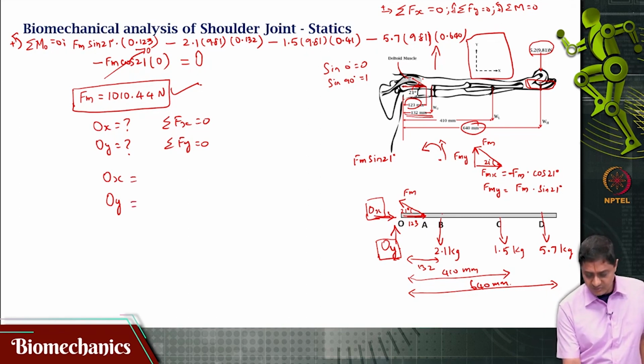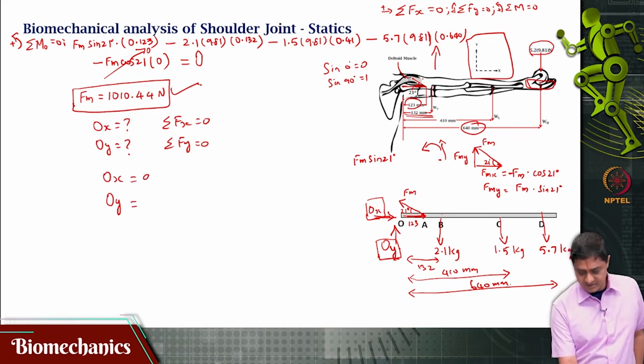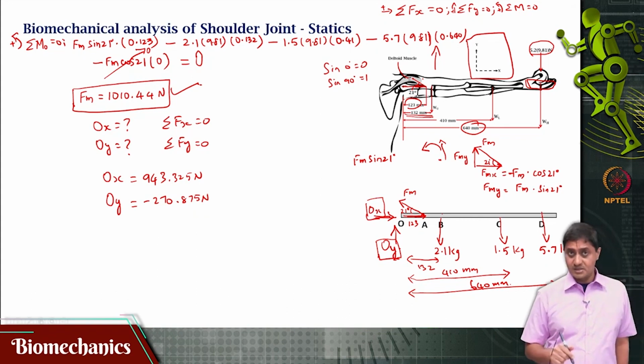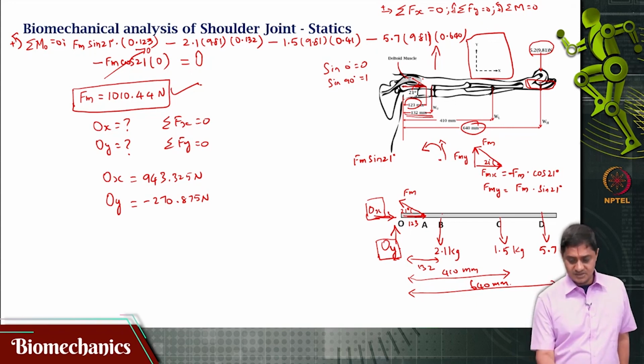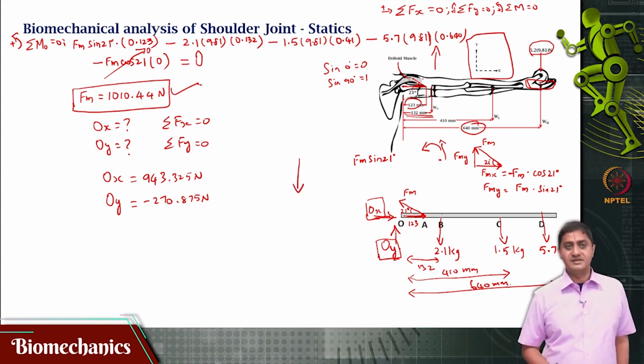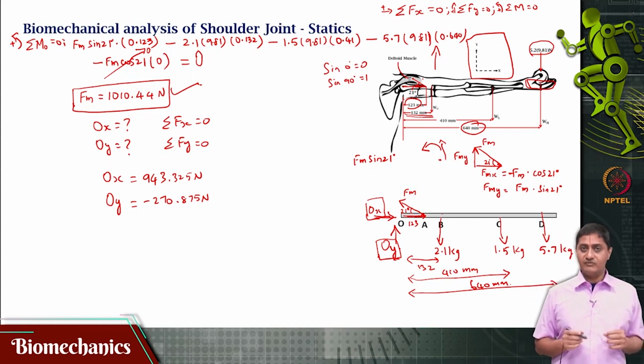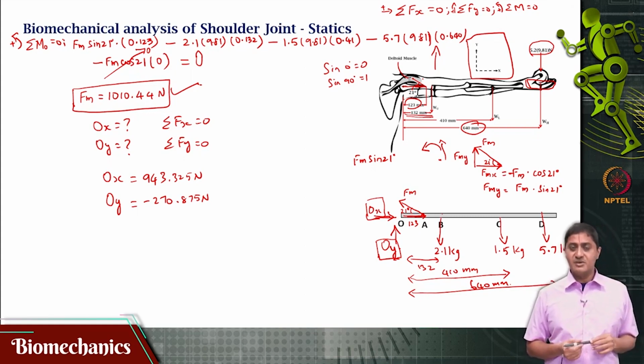After that, you will find Ox and Oy to be respectively 943.325 newtons and minus 270.875 newtons. That means Oy is negative in the given y direction, so it is acting downward like that. Okay, something to remember. So, please do take a few minutes to solve for these reaction forces using sigma Fx equal to 0 and sigma Fy equal to 0.